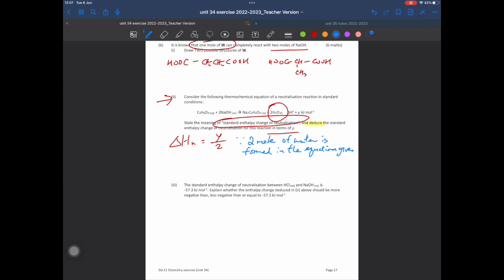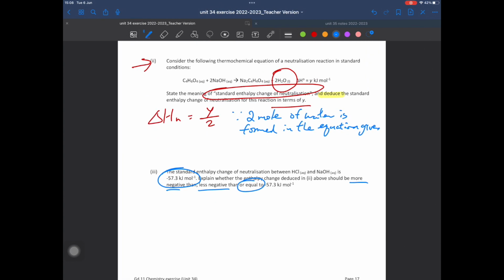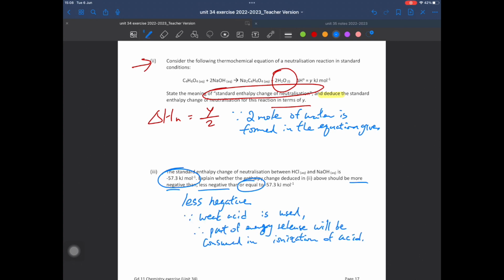Question 3. Given a strong acid, strong base neutralization gives you minus 57 something kilojoule per mole. So what will be the case if we use weak acid? More negative, less negative, or equal? Well, that's good because you are given 3 choices, then your choice will contribute 1 mark. It should be less negative. The reason behind is there is weak acid, so part of the energy will be consumed by ionization.